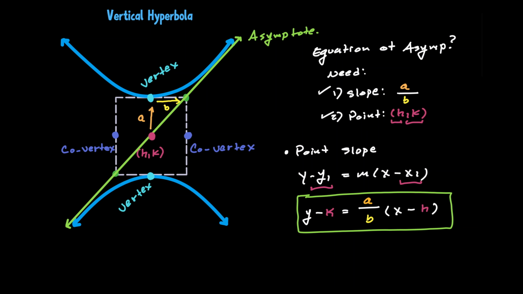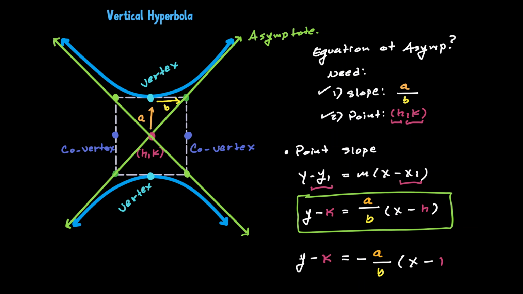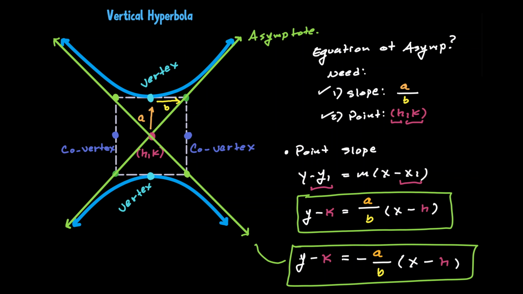But it's not just one asymptote that we have. If we were to consider the other two corners of this box, we will find our second asymptote. But there is not much of a difference in terms of equation. The only thing that changes is the direction of the slope. Instead of having a positive slope, we have a negative slope. But everything else remains the same. The line with the negative direction has a negative slope, and the one with the positive direction has a positive slope.